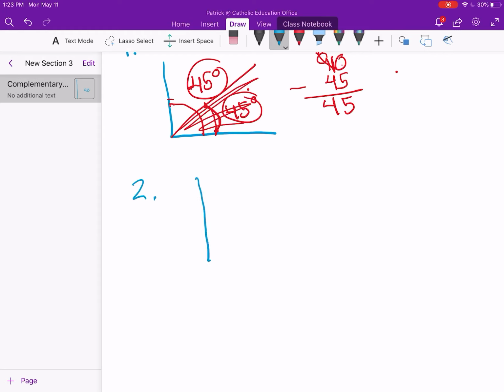I need my 90-degree angle. I'm going to go like this. And I'm going to say this side is 25 degrees. Right here, this side. What is this side? This angle over here. Pause the video, figure it out. When you have it all drawn out and figured out, come back in, see if you're correct.